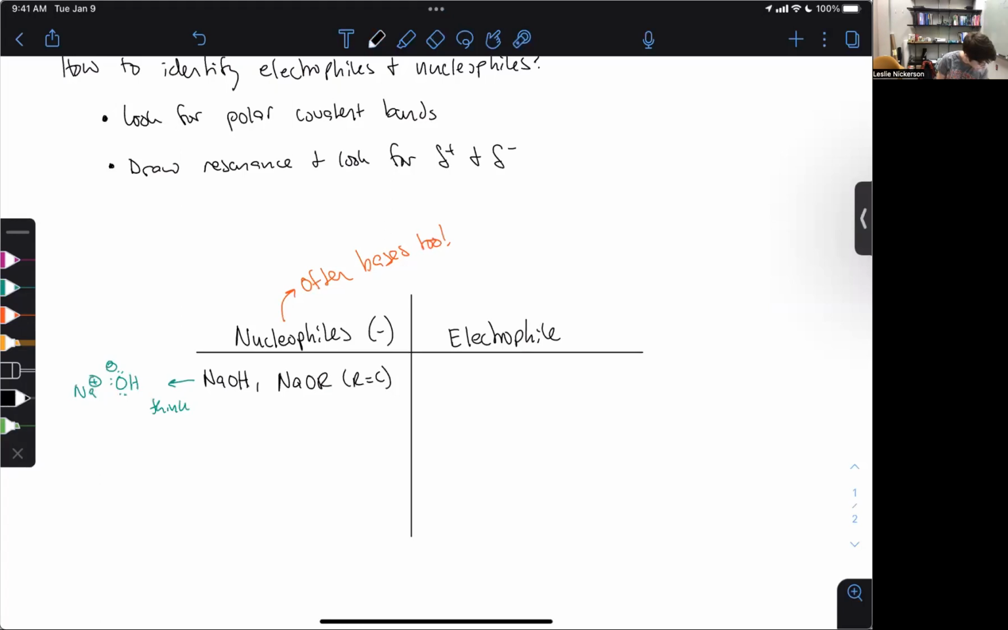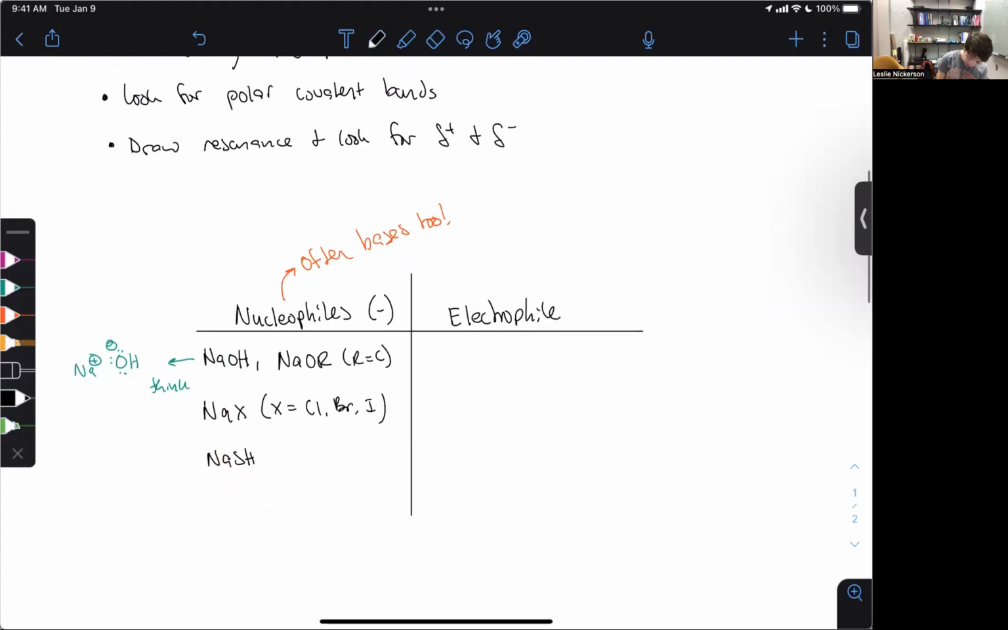Halogens are also nucleophilic, so any NaX type of situation where X is chlorine, bromine, or iodine. Then thiols, so deprotonated thiols. As soon as you see sodium or any kind of counterion from the left side of the periodic table, think of that as being positive and the thing attached to it as being negative. That's the important part here. You can also use alkenes. Alkenes can be nucleophiles because we have a pretty good chunk of electron density in that alkene.